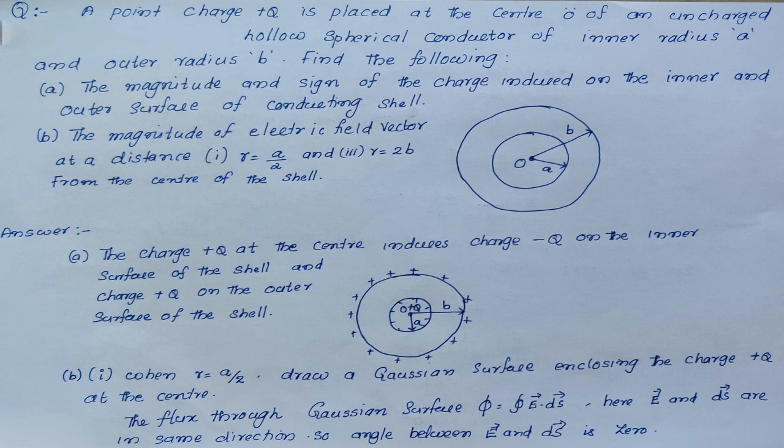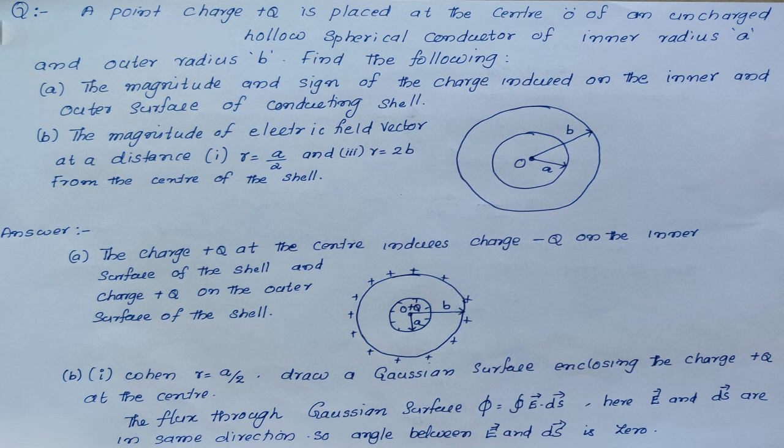Okay, so due to the induction process, the charge induced on the inside of the conducting shell is negative, and on the outer surface it is positive. And the second question has two parts. One, we need to find out the electric field at a distance R is equal to A by 2.